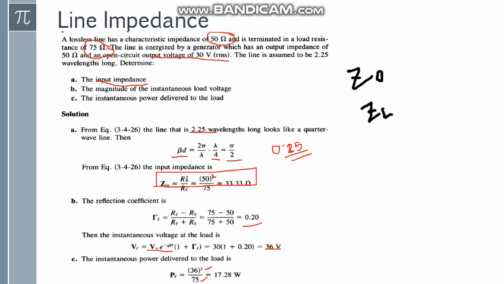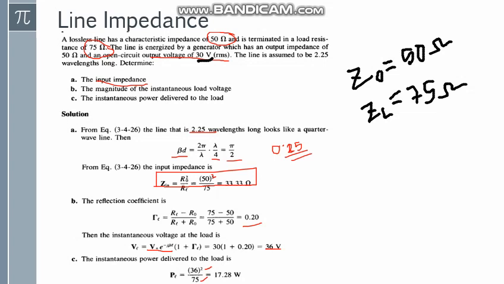ZL is 75 and Z0 is 50 ohms. That is 50 ohms, and that is 75 ohms. So the line is energized by a generator which has an output impedance of 50 ohms. The output impedance is 50 ohms, and the open circuit output voltage is 30 volts. The line is assumed to be 2.25 wavelengths. That means we know the value of lambda, 2.25 wavelengths long.